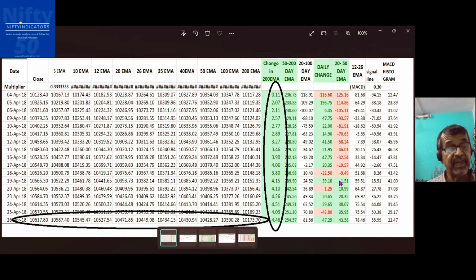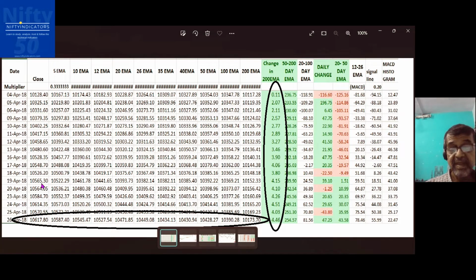And see the difference. From 4th of April till 19th of April, the 20-day EMA minus 50-day EMA was reducing, but still in red, and the rise was not really that much faster. From 4th of April to 19th of April, Nifty moved, on closing basis, from 10,128 to 10,565. About 400 odd points it increased in 15 days.